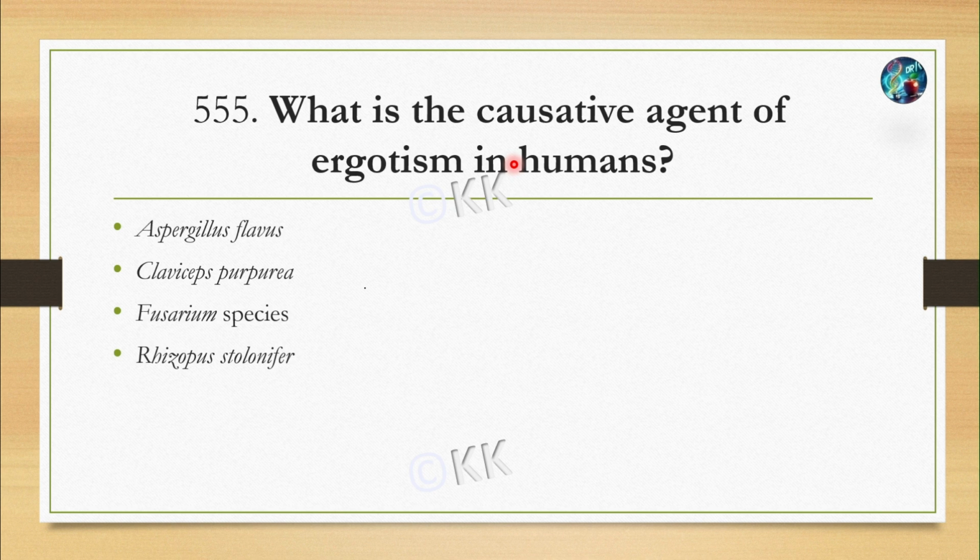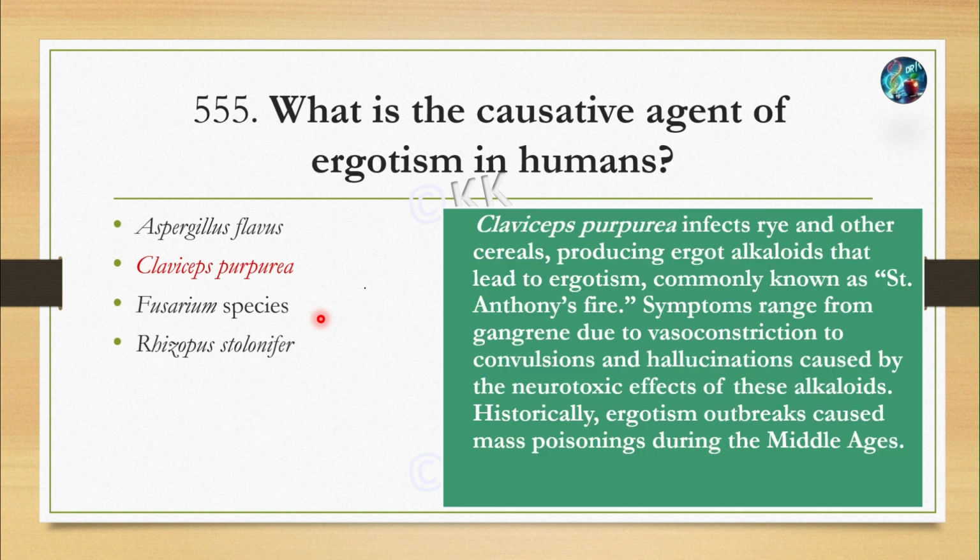What is the causative agent of ergotism in humans? Option A, Aspergillus flavus. Option B, Claviceps purpurea. Option C, Fusarium species. Option D, Rhizopus stolonifer. The correct option is option B, Claviceps purpurea.